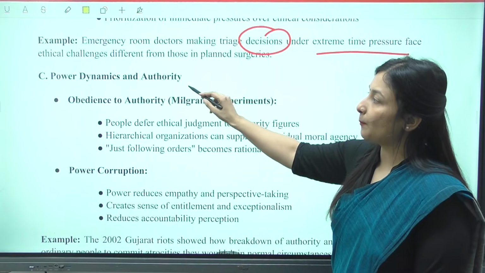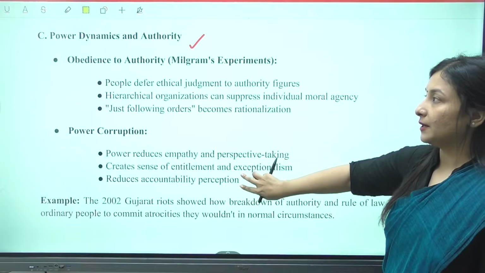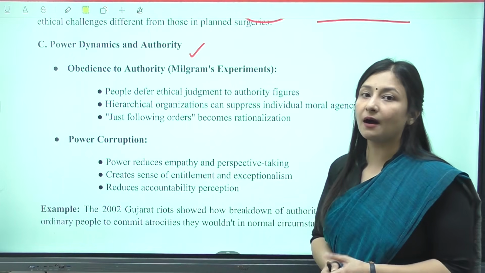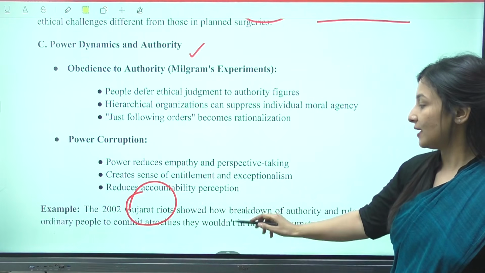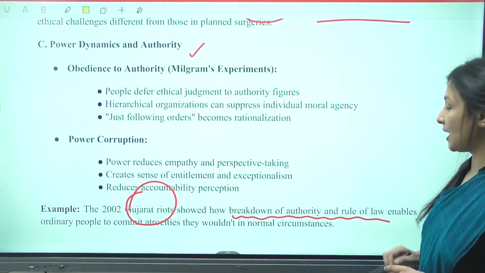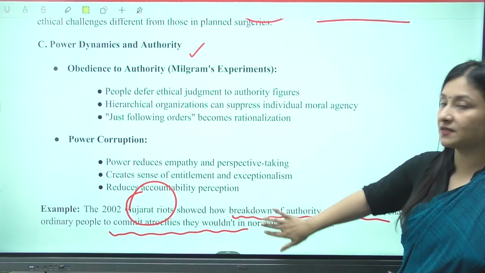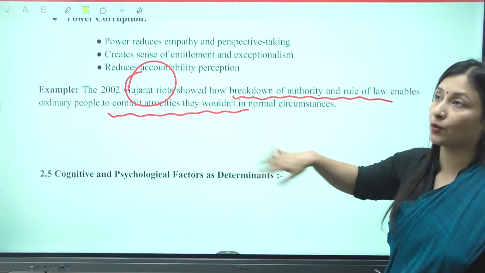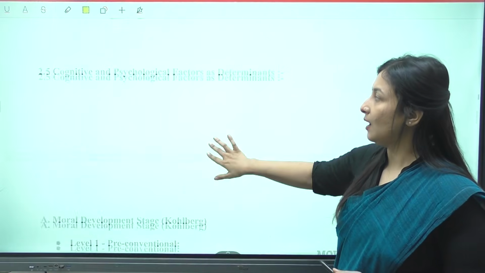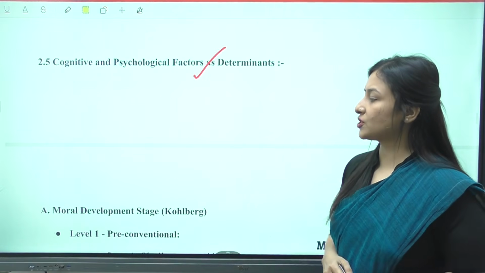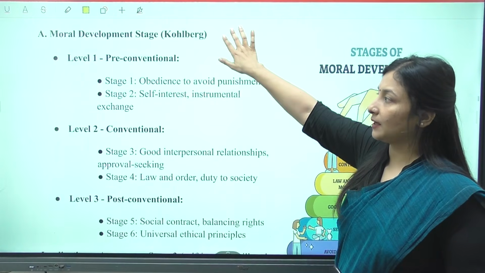What about power dynamics and authority as external determinants? Even these are determining. We saw in the Gujarat riots of 2002 how the breakdown of authority and rule of law led ordinary people to commit atrocities which would not have happened in an ordinary scenario. Is it clear?